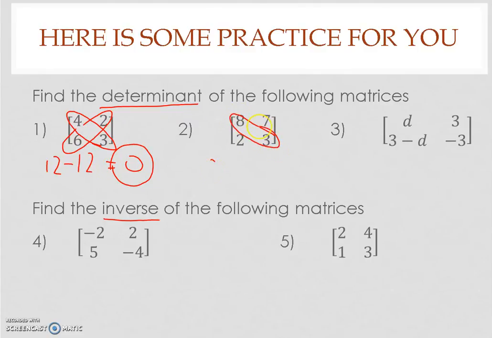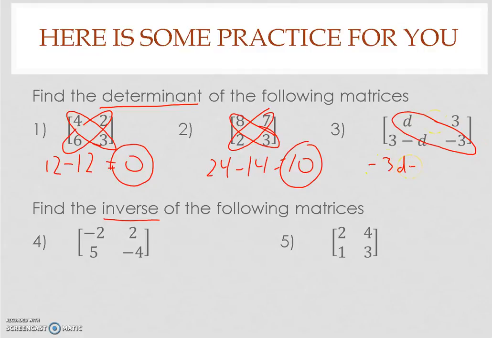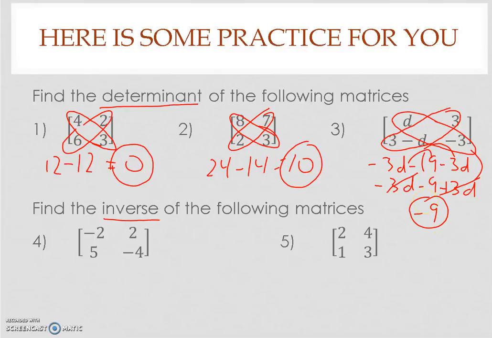Here, when I take 8 times 3, that's 24, minus 2 times 7 is 14, which means the determinant is 10. Here, when I take d times negative 3, it's negative 3d, minus, when I multiply these together, it's going to be minus 3 times 3 is 9, and then 3 times negative d is negative 3d. Well, that's negative 3d minus 9 plus 3d if I distribute this negative sign. Negative 3d plus 3d cancel each other out, and my determinant is simply negative 9.